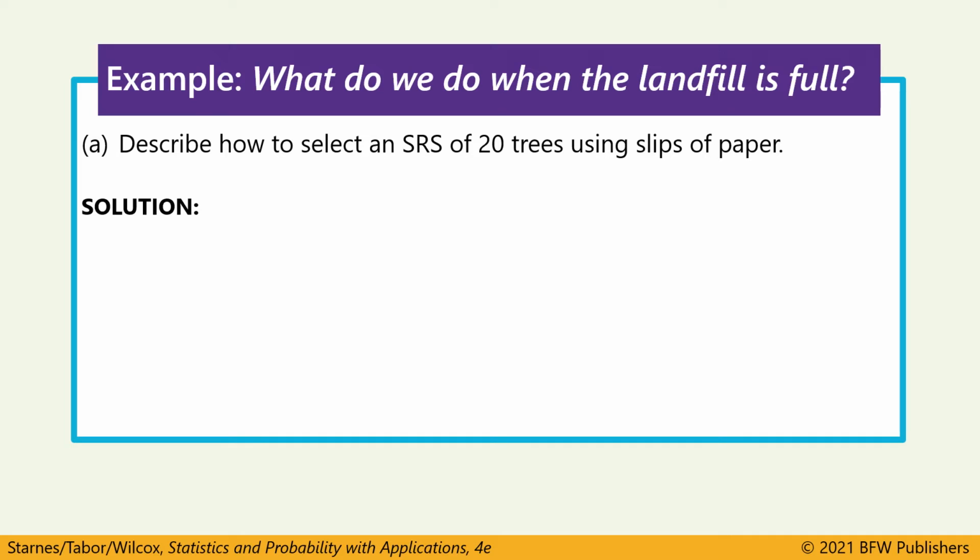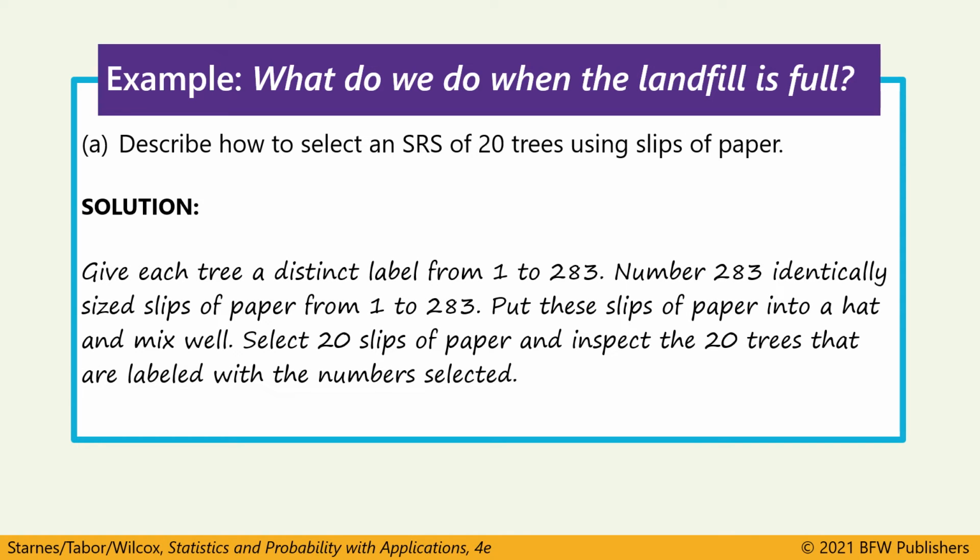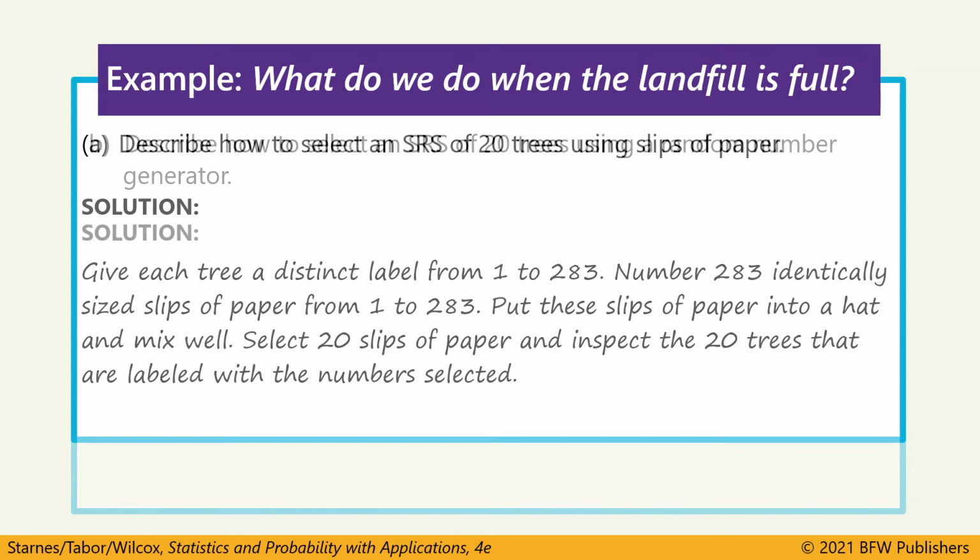Now, when using slips of paper, normally we write the names of the subjects on paper and put it into a hat. However, this is a little different because we're dealing with trees. So we'd want to start by numbering the trees and then writing those numbers on slips of paper. Put all those slips of paper into a hat, mix them up, and randomly select 20 of them. Those are the trees that we'll inspect.